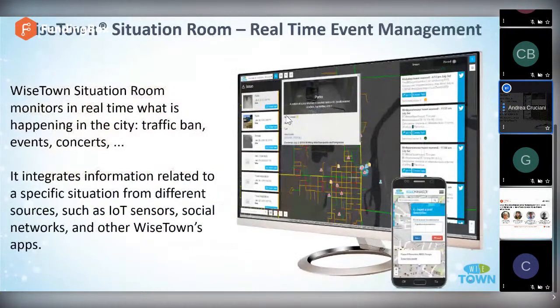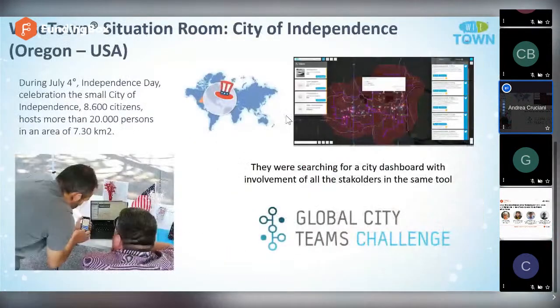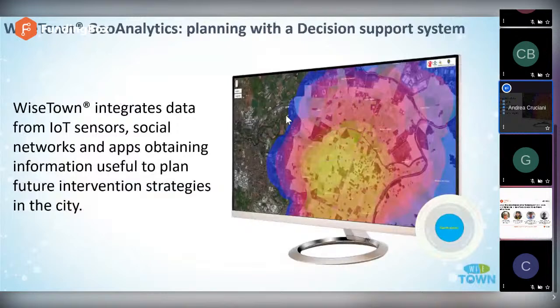Just to show you some examples, we have the situation room. That is something that can be used both for daily use, so for example, for a big festival in the city, or for other daily use of the city, or it can be used for emergency. For the emergency, we have this specific application that we have done, and this is just an example of the usage for a non-emergency scenario. It is the use case that we have done in Oregon, USA, thanks also to FIWARE, to manage the Independence Day festival.